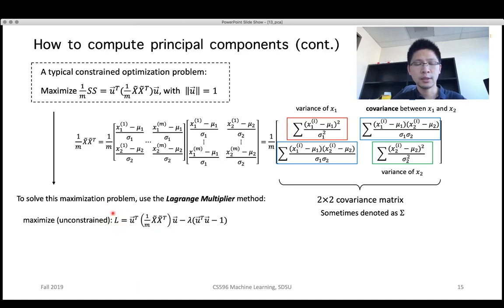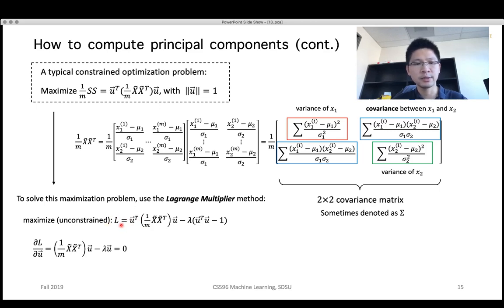So the new optimization goal is to maximize u transpose times the covariance matrix, which is in the middle, times u, minus lambda times the original constraint form, the dot product minus 1. Okay, so this is how we construct a Lagrangian term. Now this is our Lagrangian, and what we need to do is to find the value of u that maximizes it.